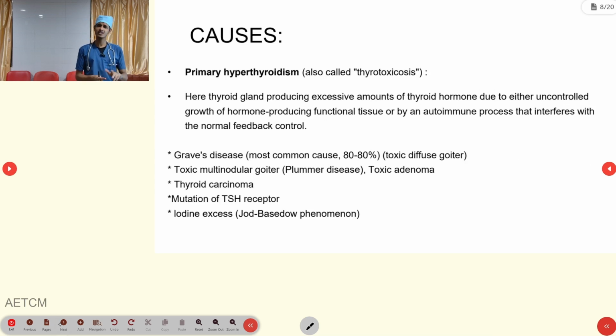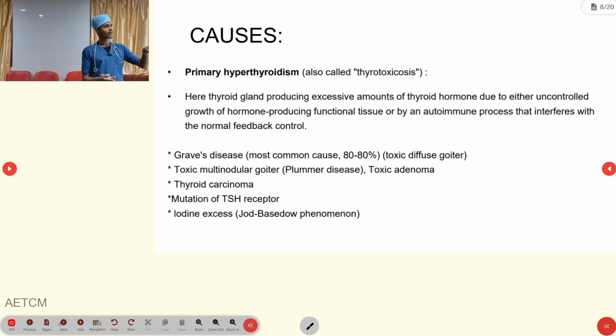What are the causes? Same as hypothyroidism, here also we divide into primary hyperthyroidism and secondary hyperthyroidism. Primary means the problem or pathology is in the thyroid itself. Secondary means there is an extra-thyroid cause: you have an intact, good thyroid, but the problem is in your pituitary gland or hypothalamus. First we'll see primary hyperthyroidism, which is also called thyrotoxicosis.